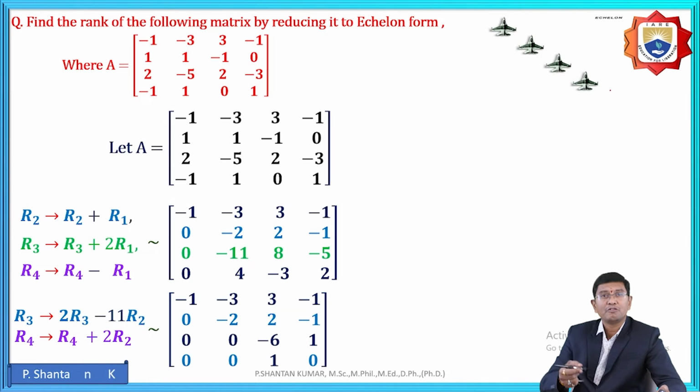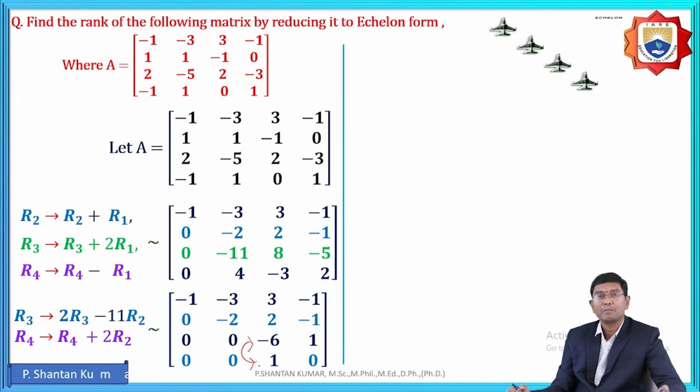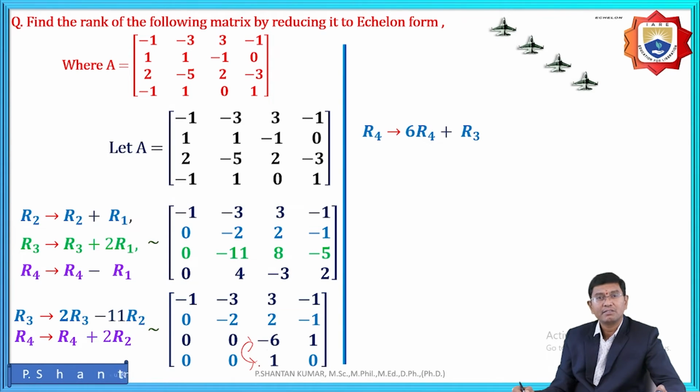And here one more step is also required because it is repeated. We need to either interchange R3 and R4. Otherwise, we can directly apply R3 plus 6 R4, which is also required. No problem, both operations are possible. Otherwise, after interchanging R3 and R4, we can apply the row operations.